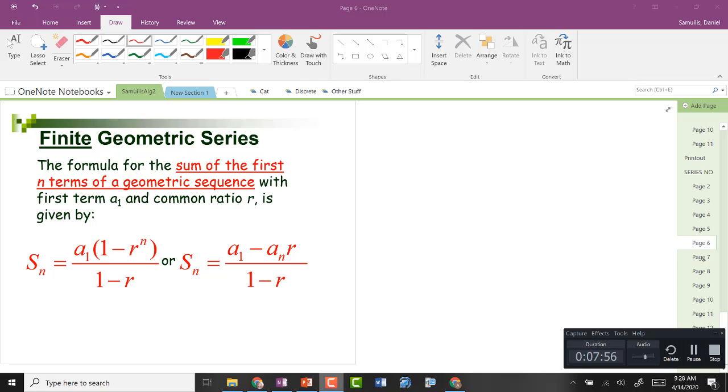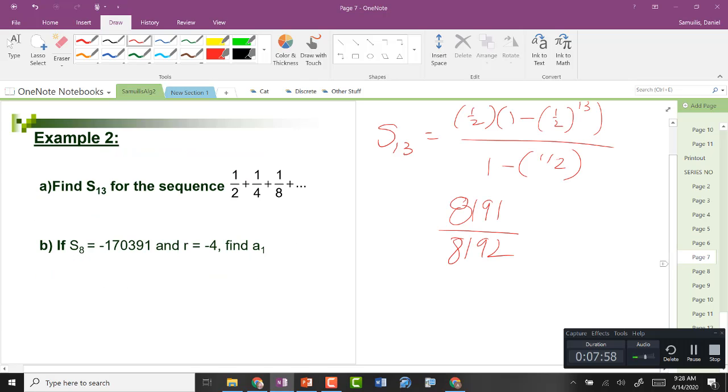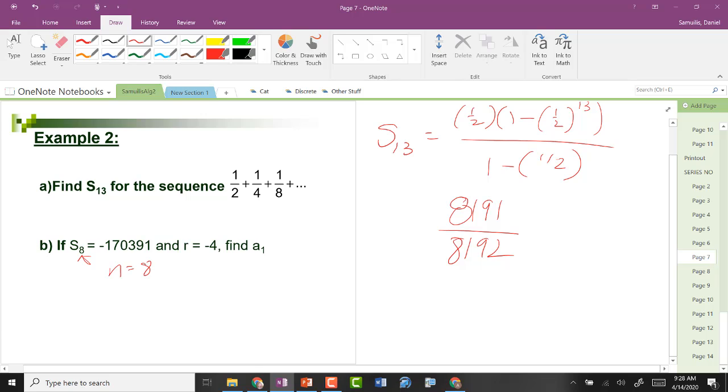All right. So, okay, so we now know the sum. The sum of the first 8 terms is negative 170,391. We know the common ratio is -4, so we want to find our first term. So just plugging that into the formula again. I know S sub 8. So basically this is telling me that n is equal to 8. I know the sum of the first 8 terms. So that's negative 170,391.